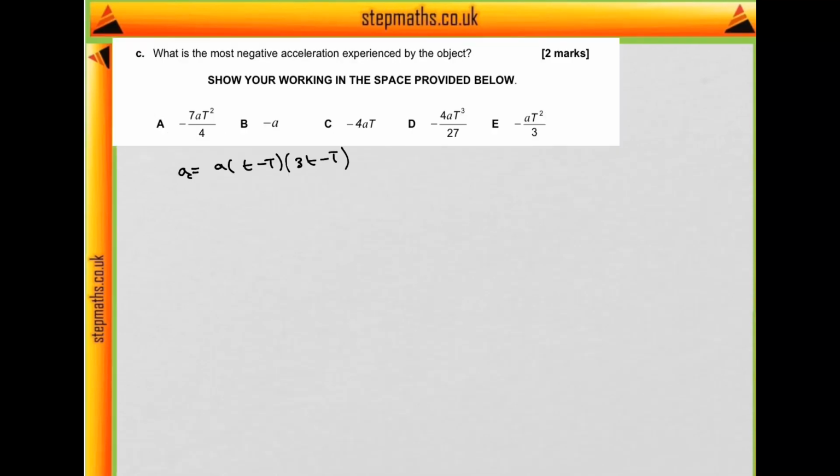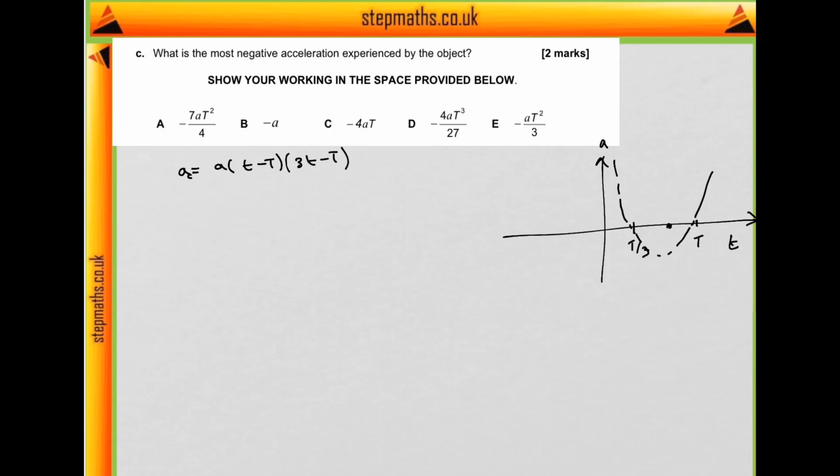Okay, so in this part of the question, we need to find the most negative acceleration of the object. So here we need to sketch the acceleration time graph. So this is the time. And we know the roots are going to be at capital T and at T over 3. So somewhere here at T over 3. So therefore, whatever that thing looks like, the minimum point is going to be at the midpoint of those two lines by symmetry.